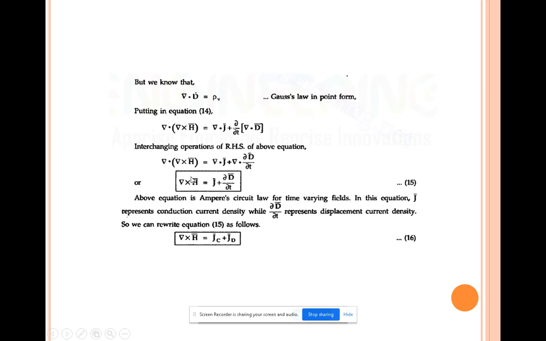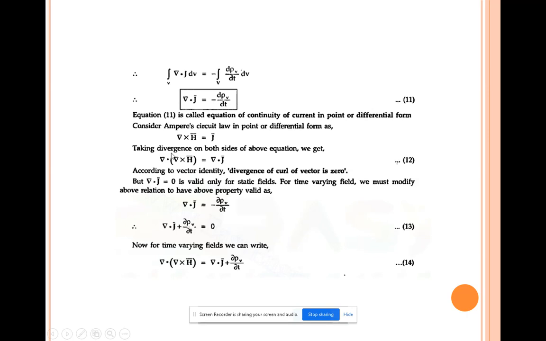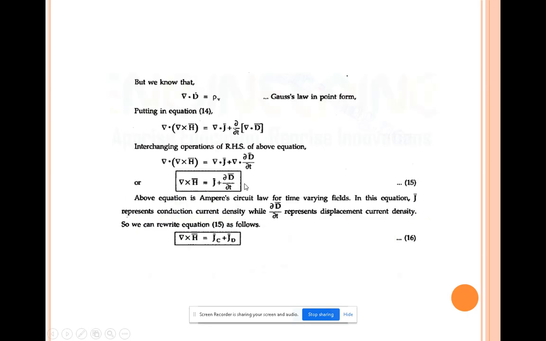Okay. So this is Ampere's circuit law for the time varying field. For the static field this will be the form, and for the time varying field this will be the answer. We will be including the term with the current density element. So in the J vector, the first term is due to conduction, which we can write as Jc. This term is the current density element due to displacement. Displacement current density element, and this one is the conduction current density element.